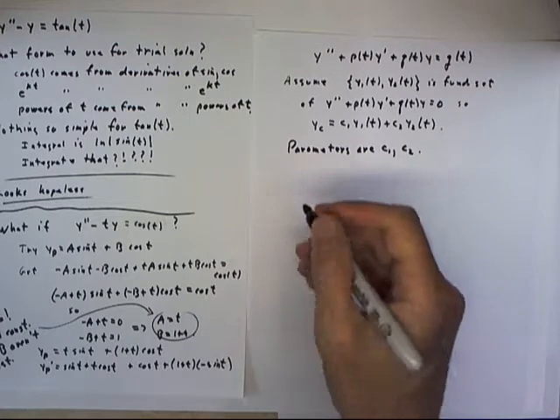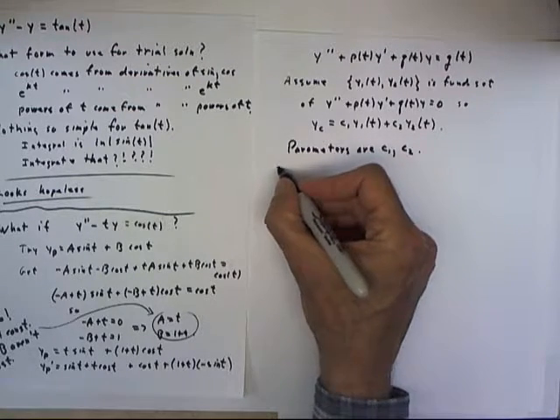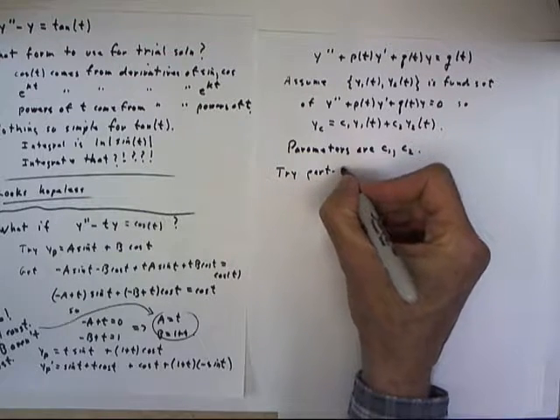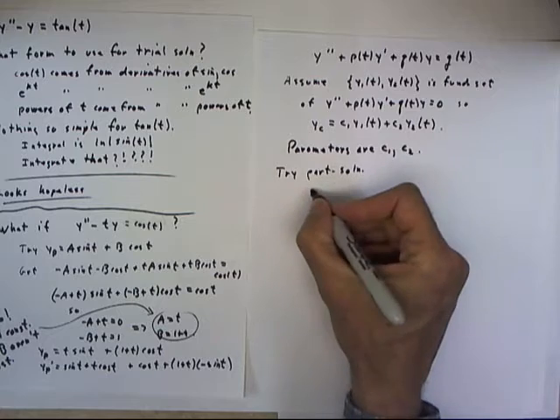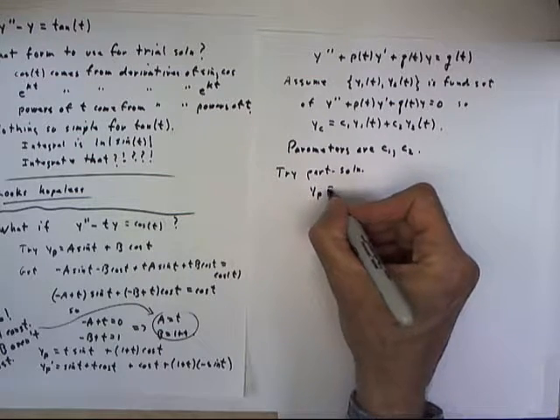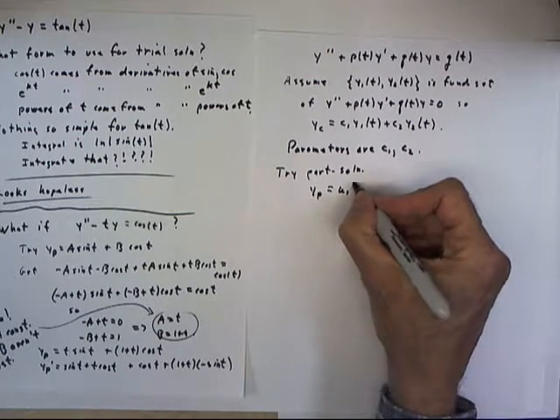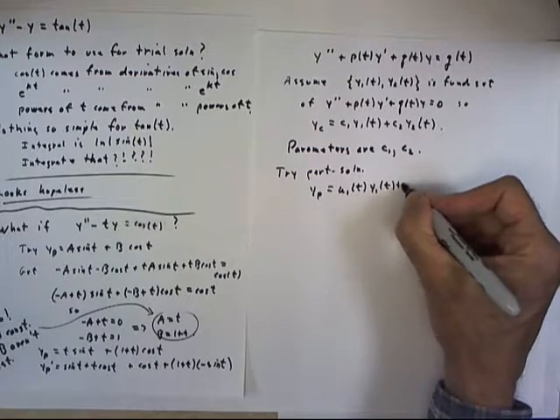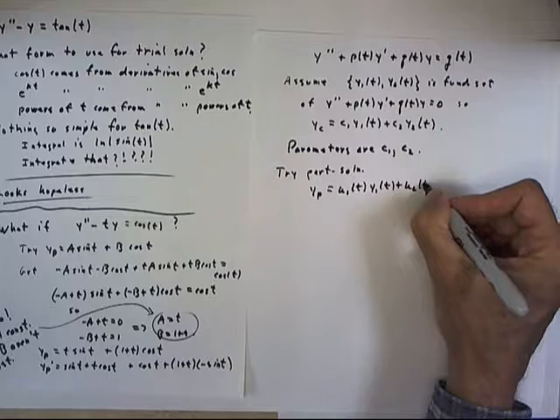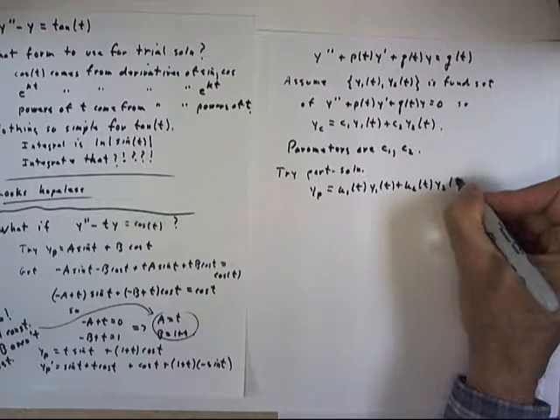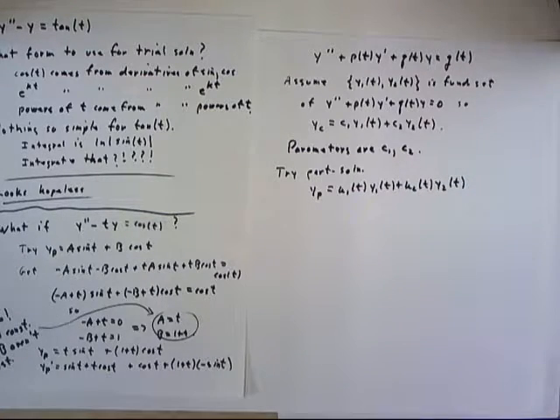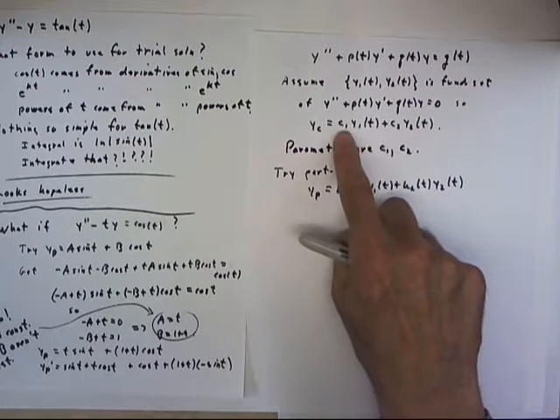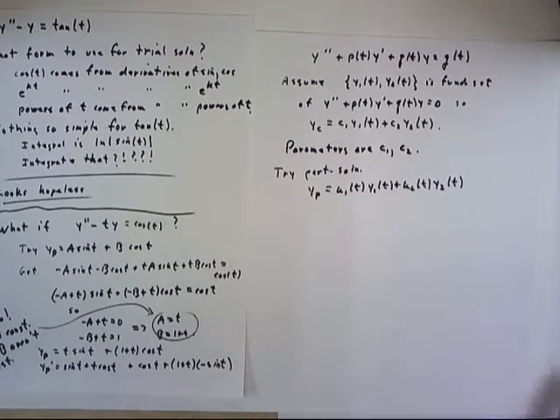So let's try a particular solution, Yp equal u1 of t, y1 of t, plus u2 of t, y2 of t, where the u1 and u2 are functions of t that have replaced our constants here.